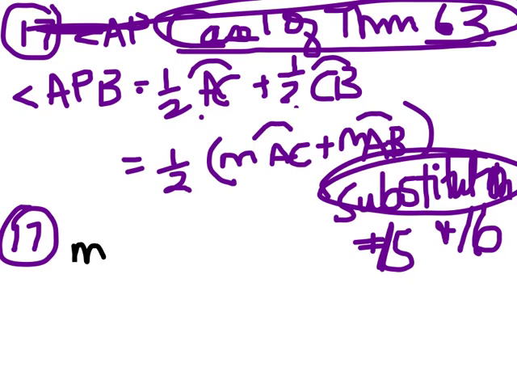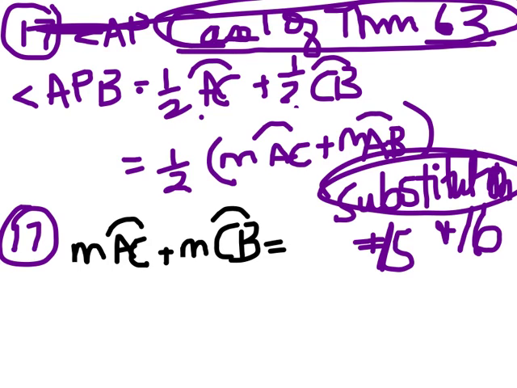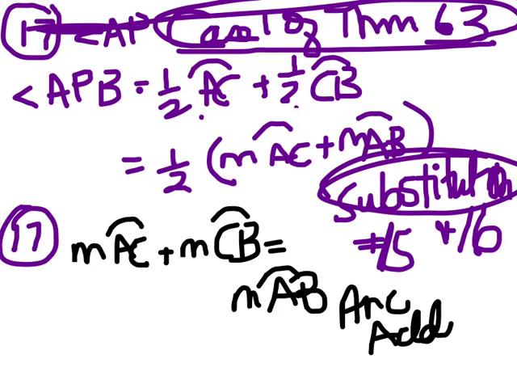17 says the measure of AC plus the measure of CB is equal to the measure of AB. So look at those arcs, those pieces of the circle. Why is AC plus CB equal to AB? Don't those two pieces add up to the whole? Yes. Isn't that all that that's saying? So that's just arc addition.